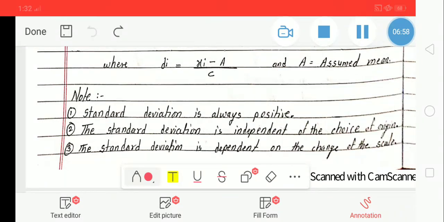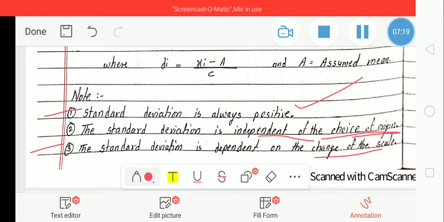Now note the following. First, standard deviation is always positive. Second, standard deviation is independent of the choice of origin. Third, standard deviation is dependent on the change of scale.